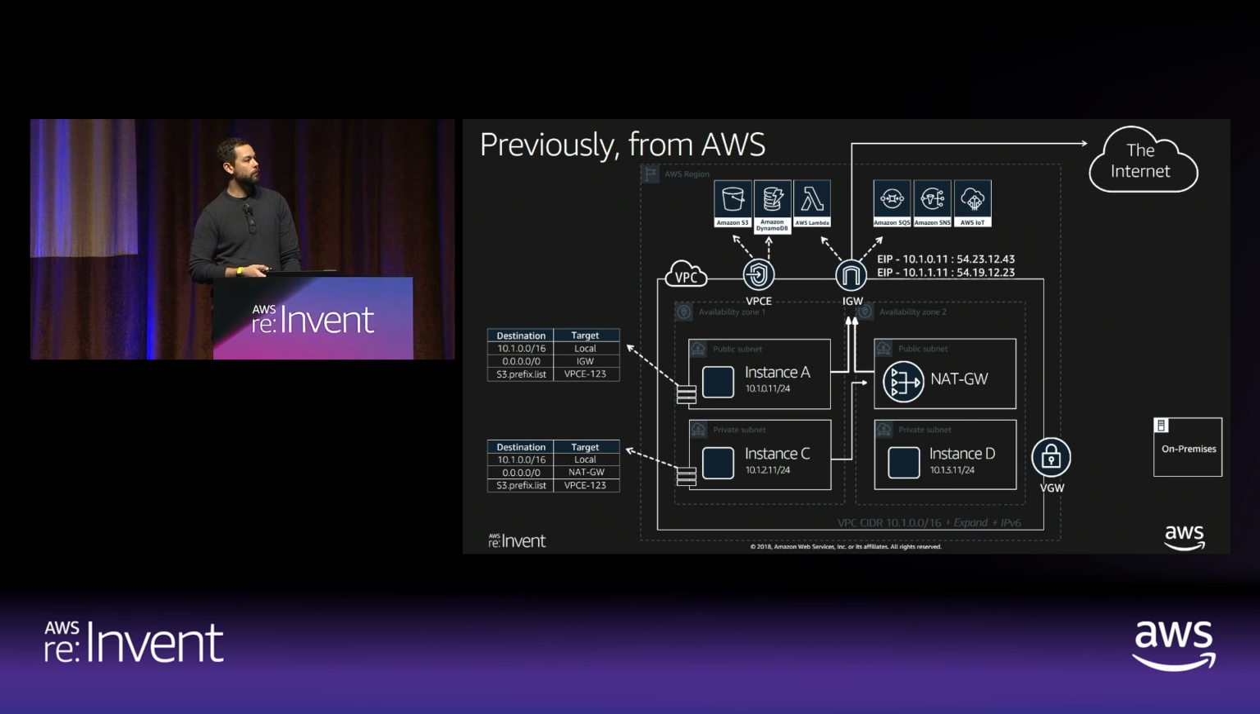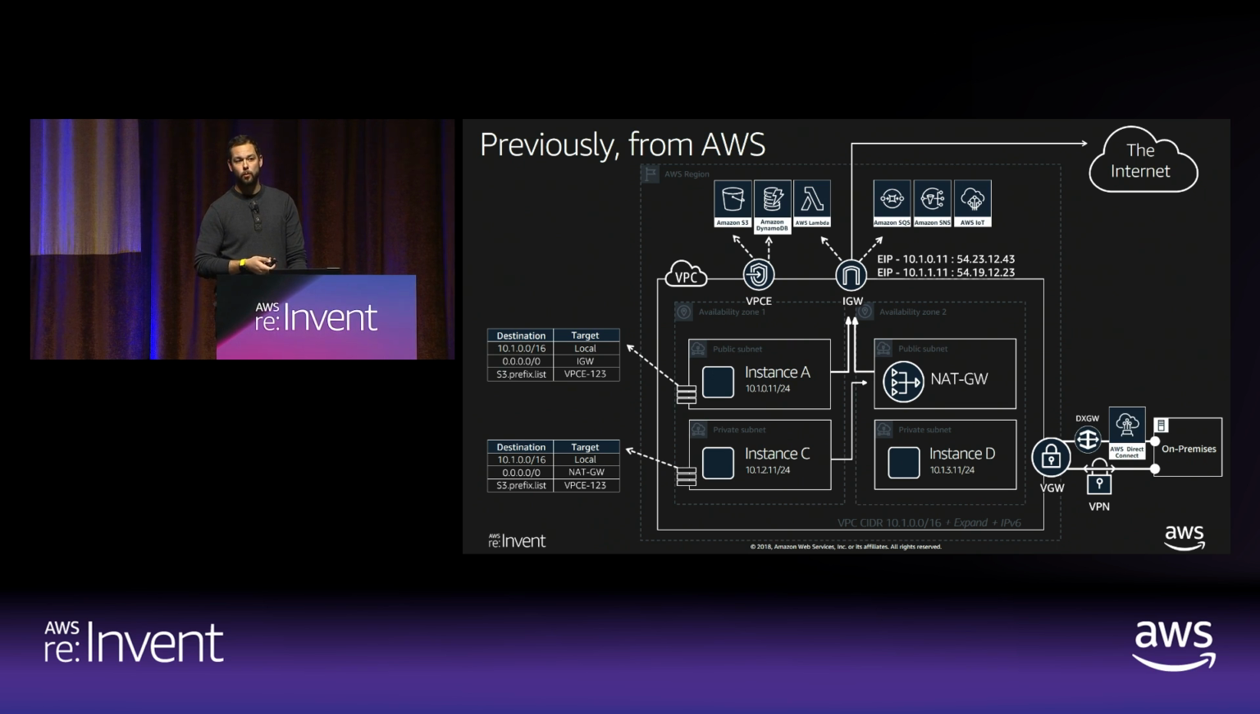We've got a VGW, and I know the text gets really small here. I was really trying to pack it all in. We've got an on-premises, a VGW, a VPN, Direct Connect, which connects to a VGW as well. We're using Direct Connect Gateway too. We've got an on-premises route via a VGW for both of our subnets there.